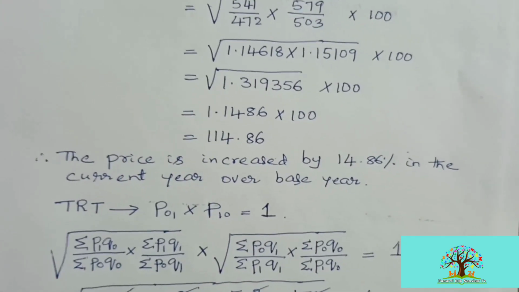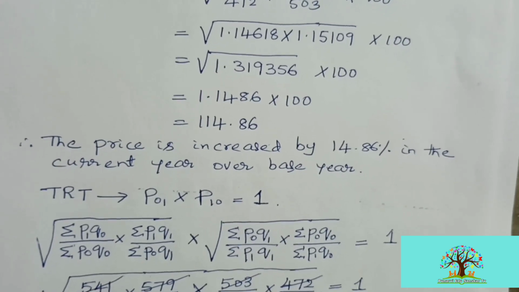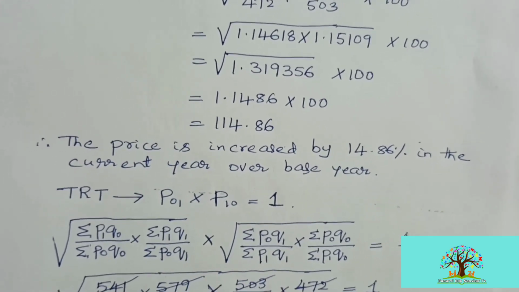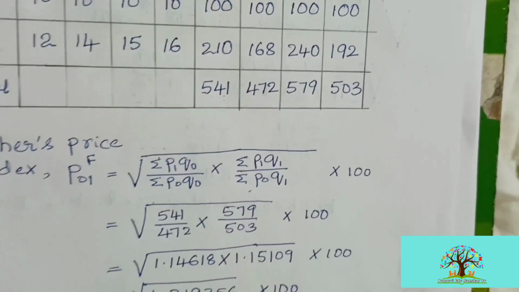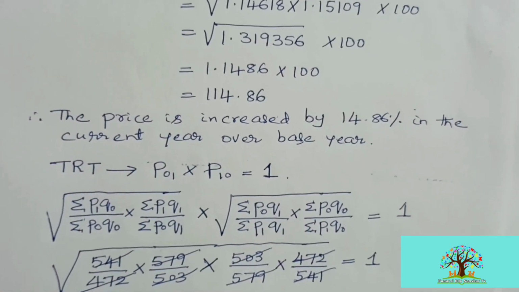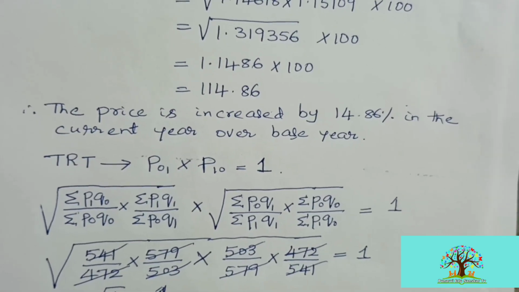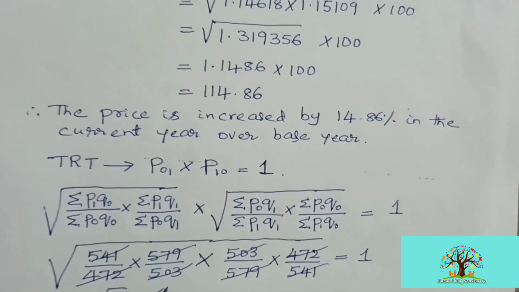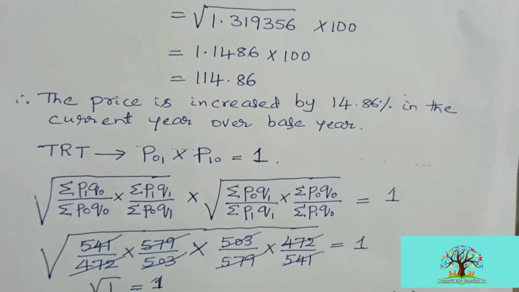TRT formula, it is P01 into P10 is equal to 1. So P01 for Fisher's index, what I have written here already, the same formula you use here. Root of summation P1 Q0 divided by summation P0 Q0 into summation P1 Q1 divided by summation P0 Q1. Don't write into 100. Into 100 is not required here.